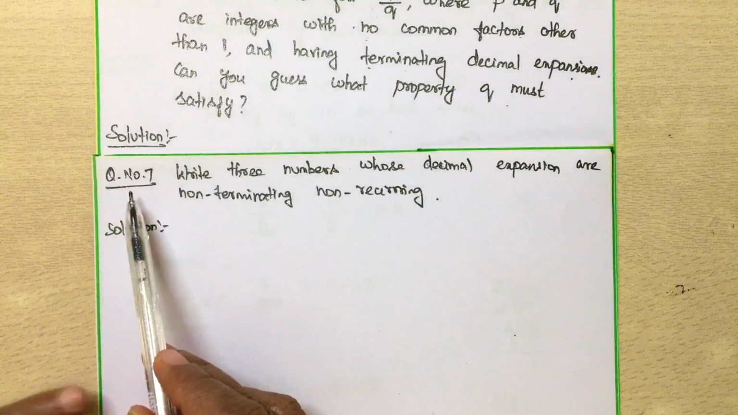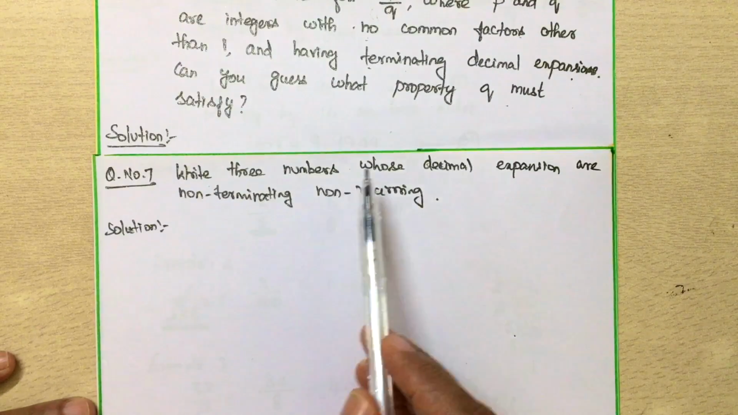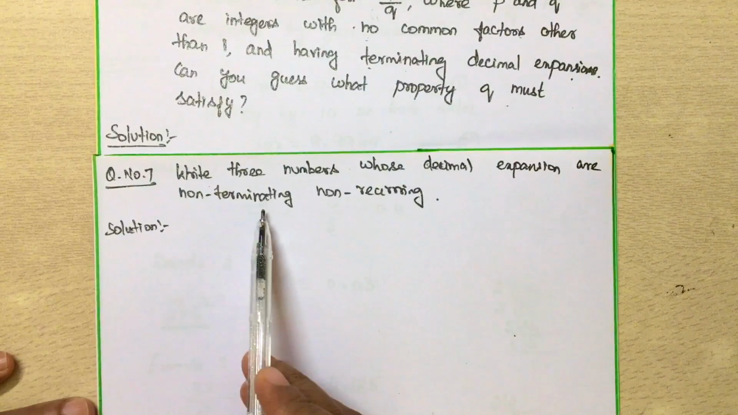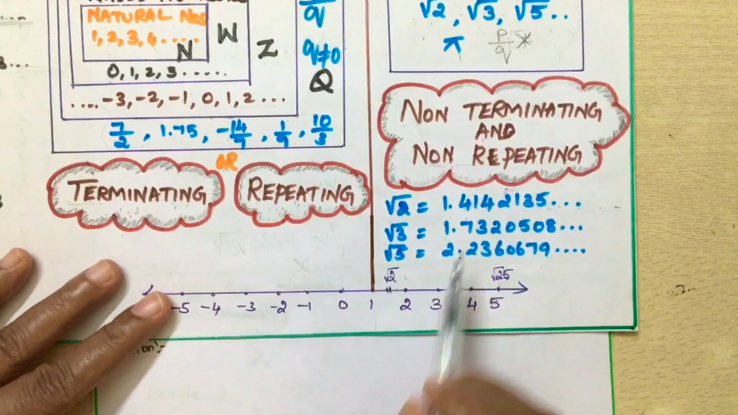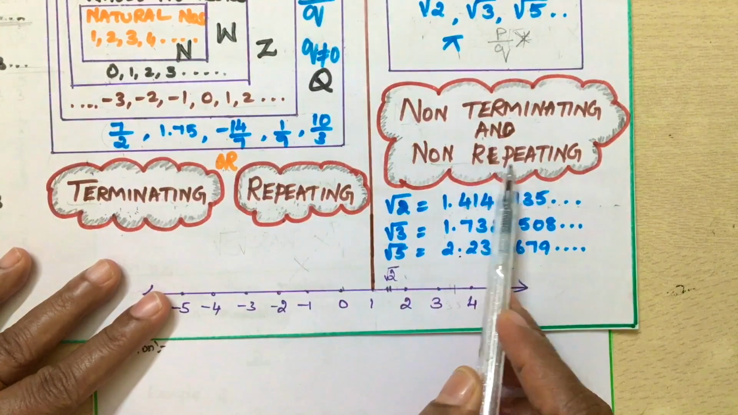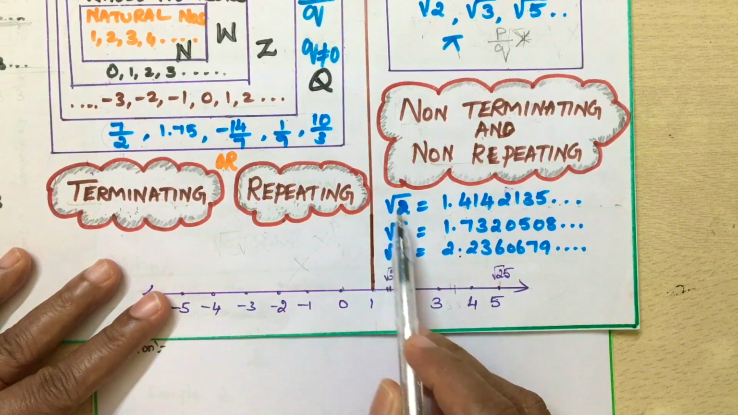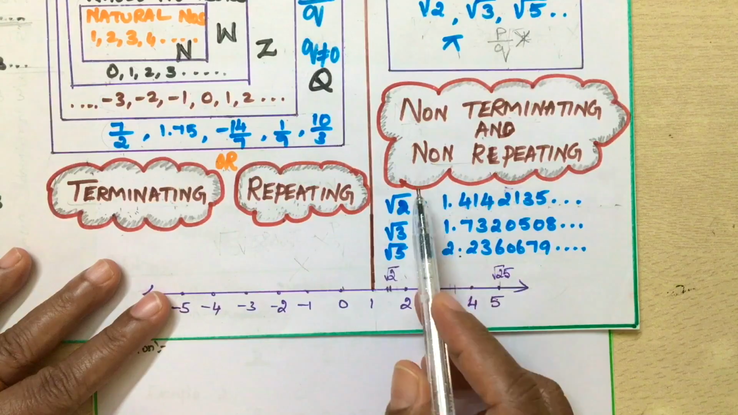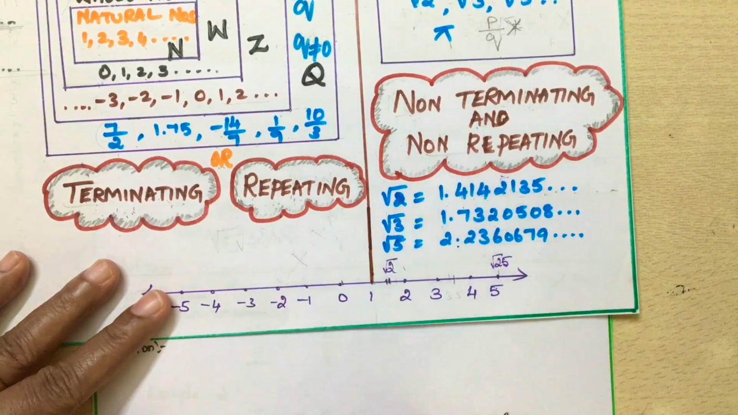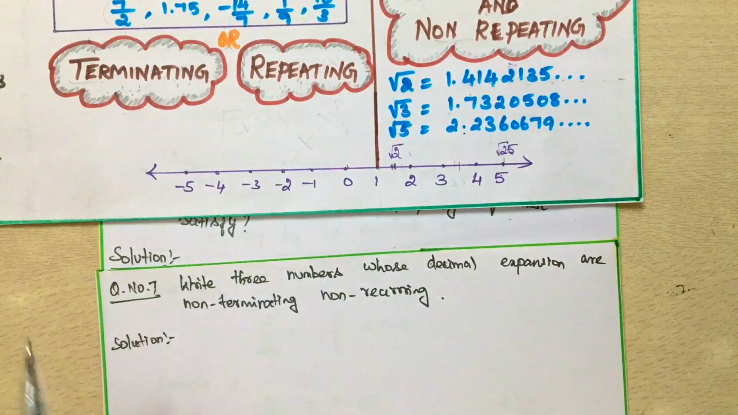The last one, question number 7. Write 3 numbers whose decimal expansion are non-terminating and non-recurring. So non-terminating and non-repeating. So on the irrational number side, you will definitely remember root 2 value, root 3 value, and you can include pi value also. So you have to write any 3. So let us start from root 2.